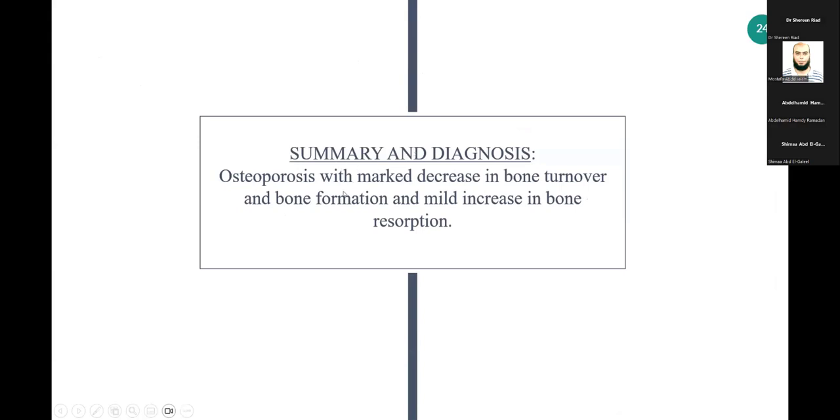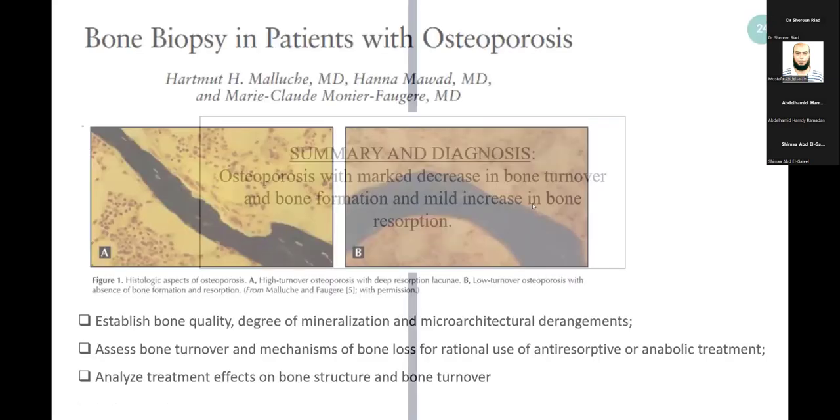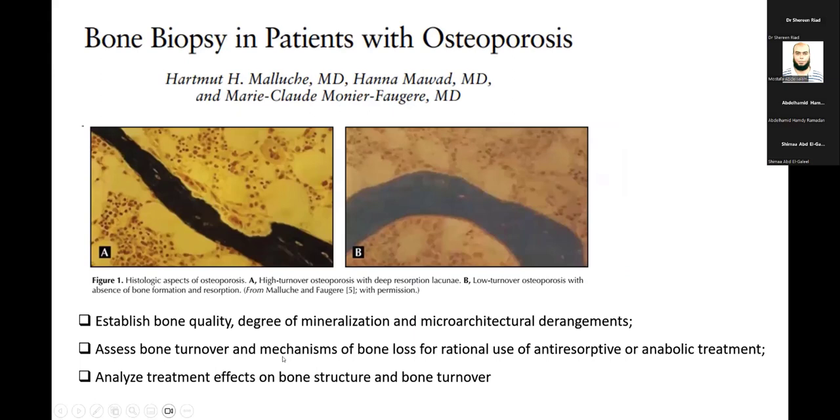So to summarize the diagnosis of the bone biopsy, the patient had osteoporosis with marked decrease in bone turnover and marked decrease in bone formation with a slightly increased bone resorption. So bone biopsy in a patient with osteoporosis can be used to establish bone quality, the degree of mineralization and the microarchitecture, to assess the bone turnover and the mechanism of bone loss, and to analyze the treatment effect on bone structure.